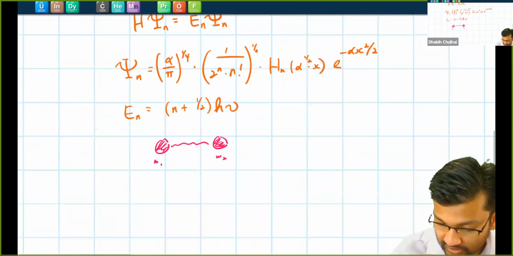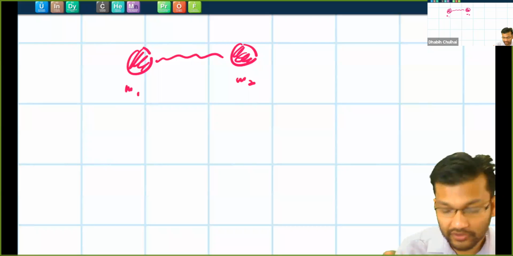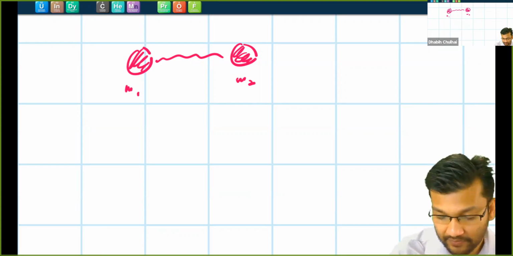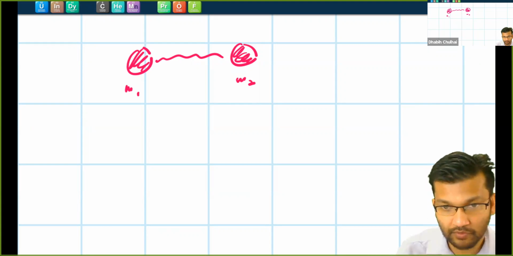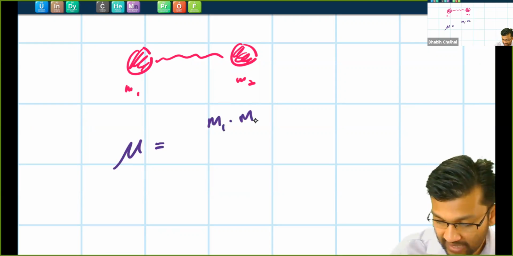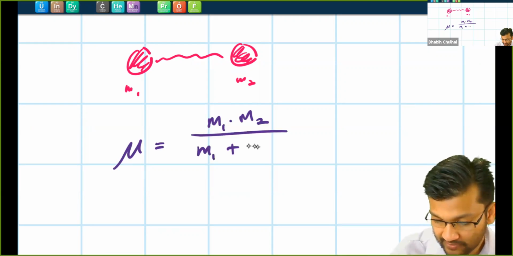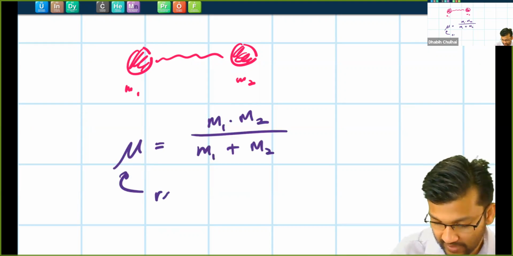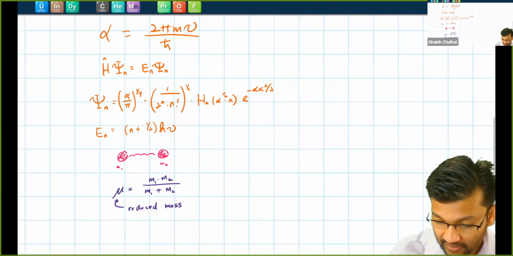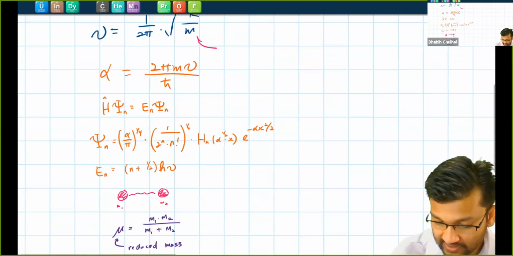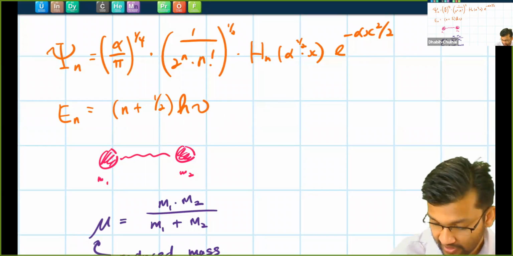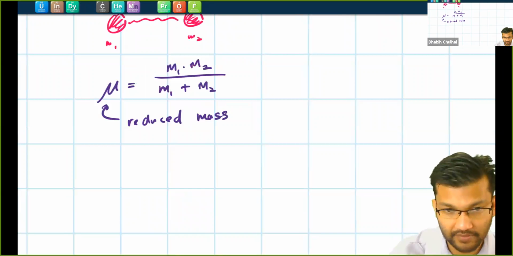So when we want to treat two masses vibrating on a spring, we can imagine one of those masses is fixed, and we can just treat the other one as moving. But in those cases, we can't use the mass of one or the other. We need to use something called the reduced mass, which is the mass of one times the other divided by the mass of one plus the other. That's the reduced mass. And that was a harmonic oscillator. We got the potential, we got the frequency, we set up the Schrodinger equation, we got the wave function, we got the energy, and we simplified it to solve for a mass.